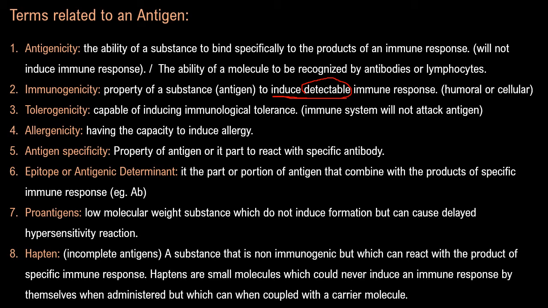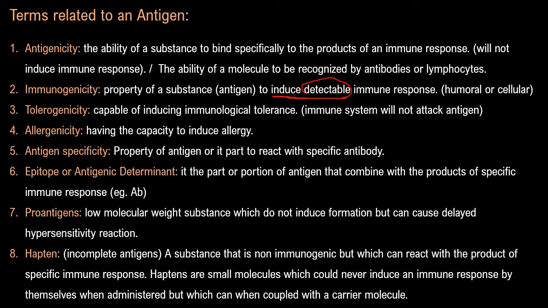The antigen which is capable of inducing immunological tolerance is known as tolerogenicity. The immune system will not attack the antigen. Your body will start tolerating that amount of antigen. Your body defense system, that is your immune system, will not attack that particular antigen. Next is allergenicity, or simply allergy. These antigens have the capacity to induce allergy, hypersensitivity.